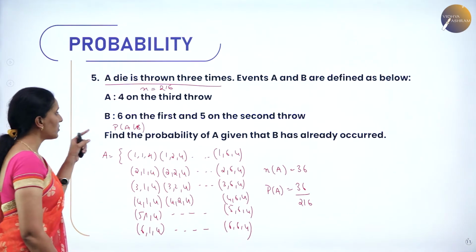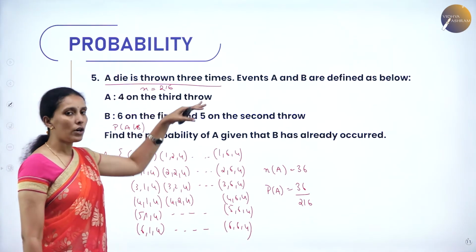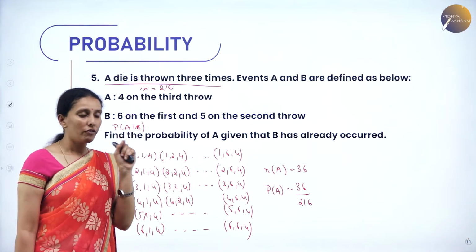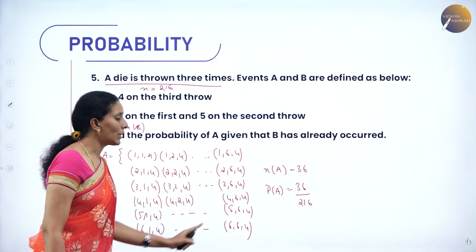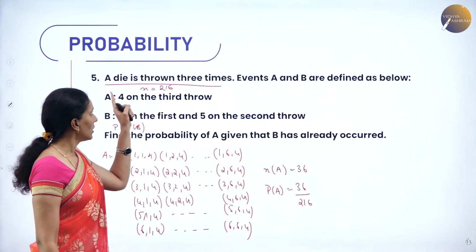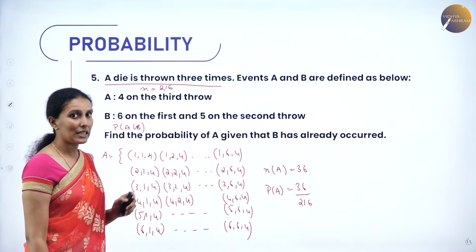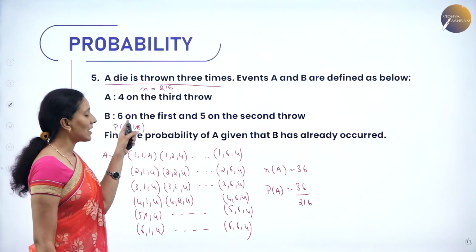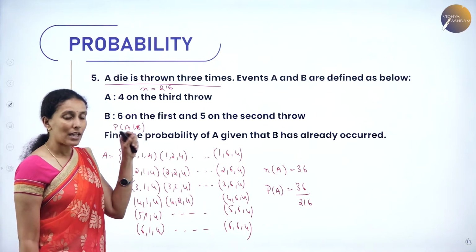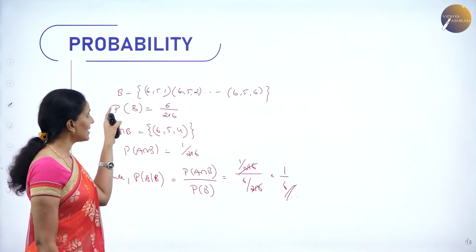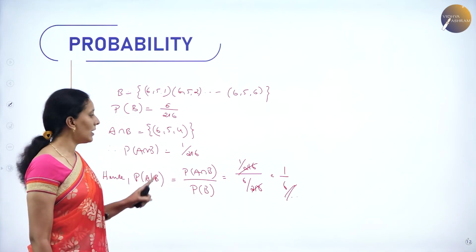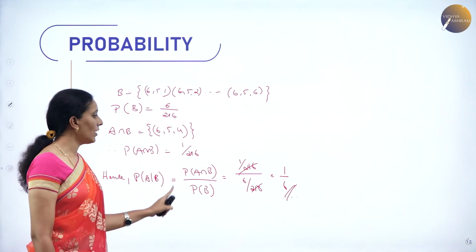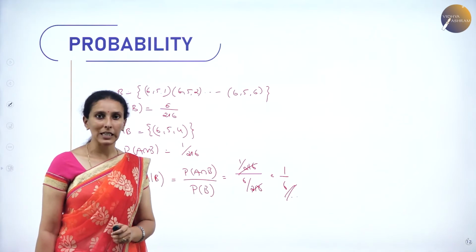So clearly observe the question. A 4 on the third throw means the third throw must be 4 only, so we get a total of 36 outcomes out of 216. Hence the probability is 36 by 216. Second, the first should be 6 and the second should be 5, so only 6 elements we can get. The common element is only 654. Hence, using the formula for P of A given B, we get the value as 1 by 6.